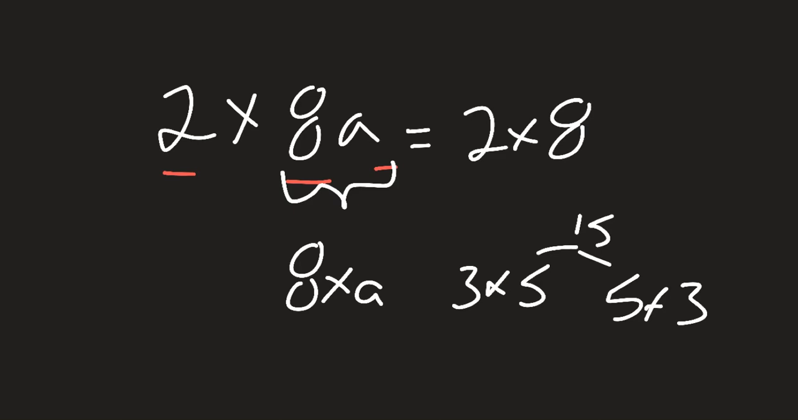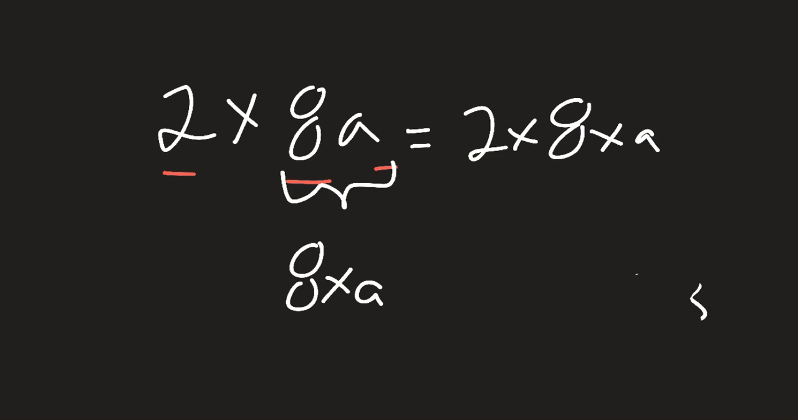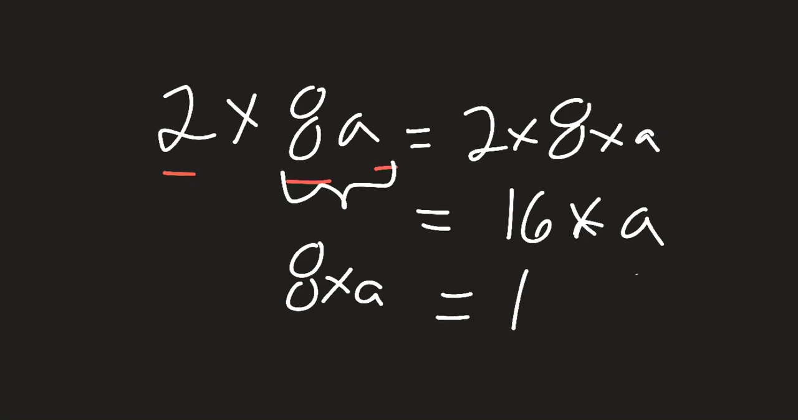So I'm just going to rearrange this a little bit. So it says 2 times 8 times a. So you can all do 2 times 8, which is 16, times a. And you actually just write that as 16a. And we don't write the multiplication sign. So that would be how you would simplify that first example.